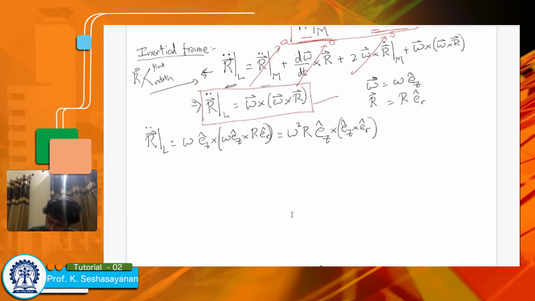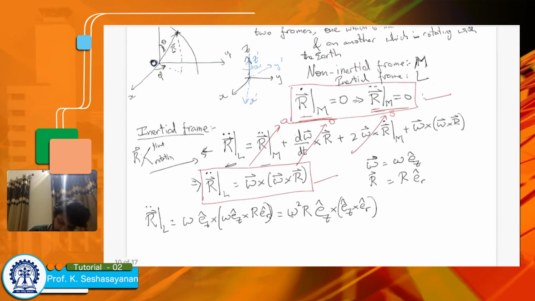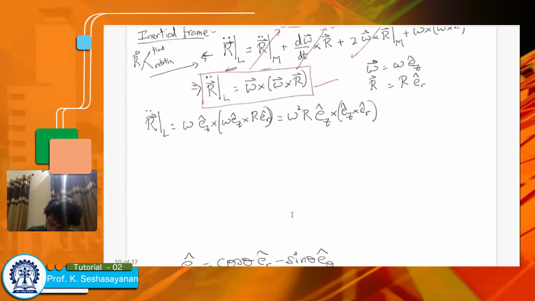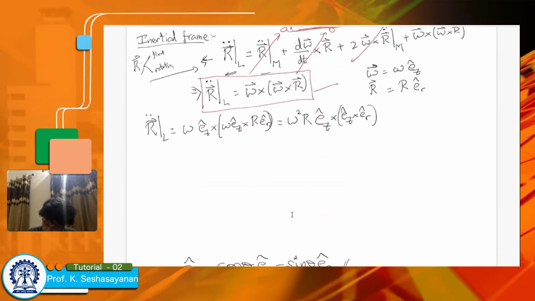For this, we'll have to represent Ez in terms of Ex, Ey, Ez, but as I said, we'll work in spherical coordinates in the inertial frame. So we can write Ez in terms of Er, E theta, which I've written in the expression below here. So we'll use this in the expression above. What we get is omega squared R Ez hat cross. First we get Er cross Er, which is 0, so we don't need to consider that. And then you get E theta cross Er, and that you get minus sin theta, E phi.